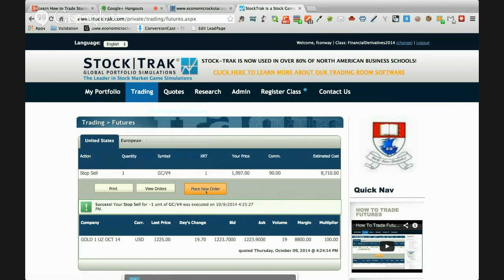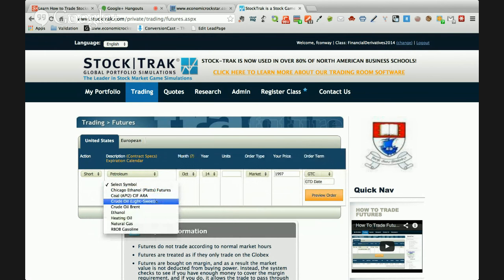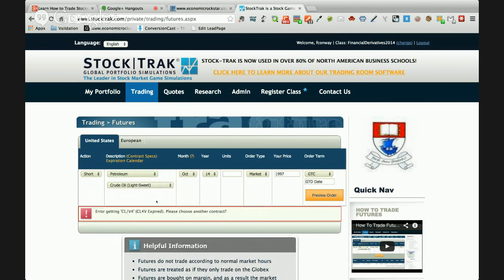Okay, again, I place a new order, and in this case, what I'm going to do is create a short position in the futures market. And again, a short position is one whereby you believe that the price of the asset will fall, and hence you want to profit from that fall in the asset. So again, I'll go with petroleum in this case, and I might go with crude oil, light sweet crude oil. Again, I have no particular reason as to why I should go with this, but I'm just going to assume that this is what I believe based on maybe some fundamentals or technical analysis that I've seen previously.